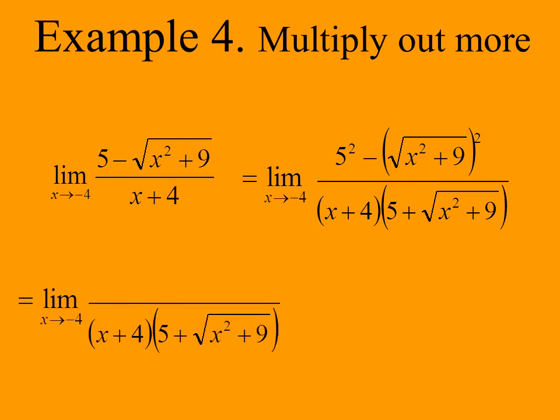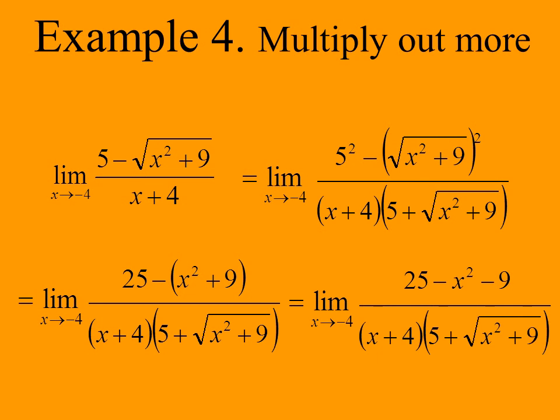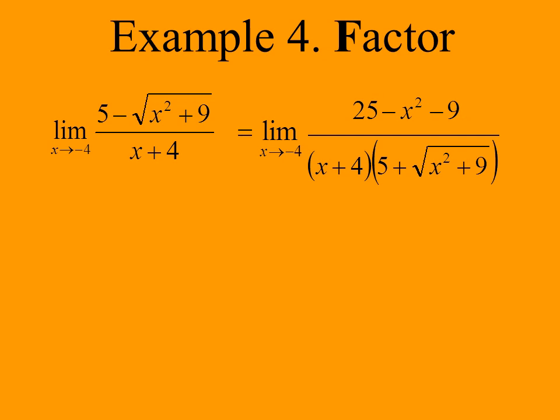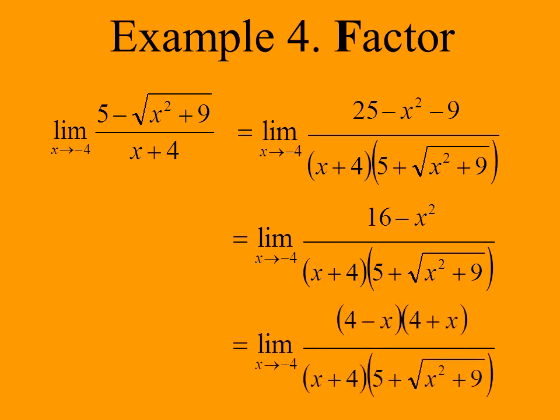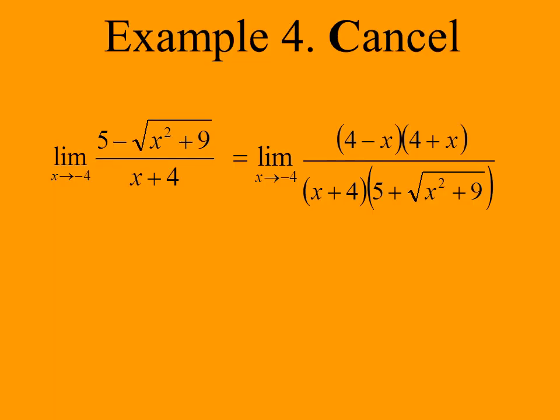Performing the squaring in the numerator reveals the real reason for multiplying by the conjugate. It eliminates the square root in the numerator and will yield an expression which we can factor. We distribute the negative sign. Next, simplify the numerator. The numerator can now be factored. Since it is a difference of two squares, namely 4 squared and x squared, we can factor the numerator as 4 minus x times 4 plus x. Now that the numerator and denominator are both factored, we are in the position to cancel the factors of 4 plus x.